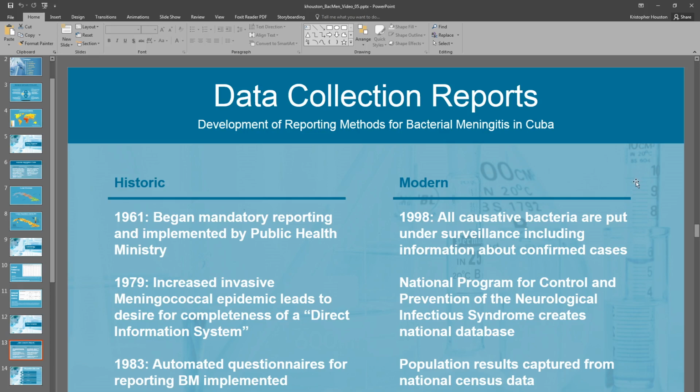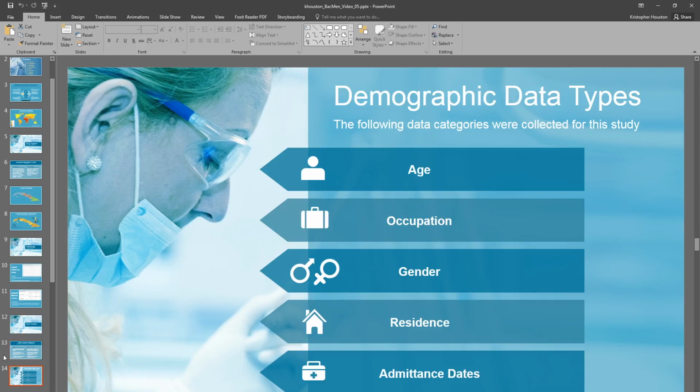And they have a national program for control and prevention of the neurological infectious syndrome. This organization wanted to create a national database of their own. Population results, including the population density I showed earlier, and other population societal factors were captured from a national census database. The demographic information specifically that was captured for the purposes of this study included age, occupation, gender, residence, and admittance dates. These admittance dates were the dates and times that people either consulted with a doctor or were admitted into a hospital.